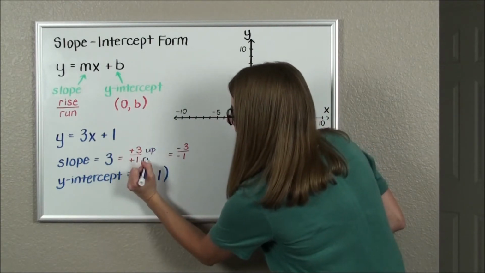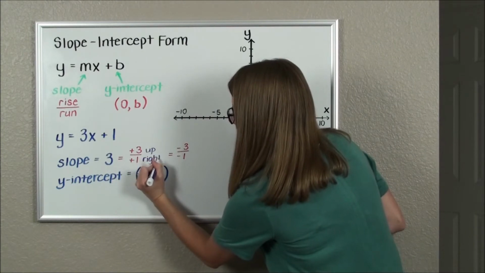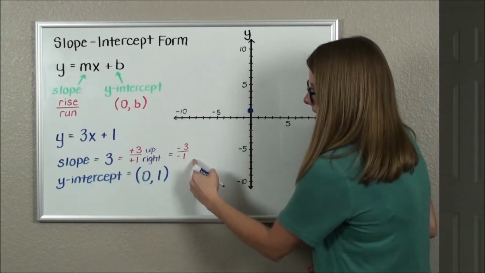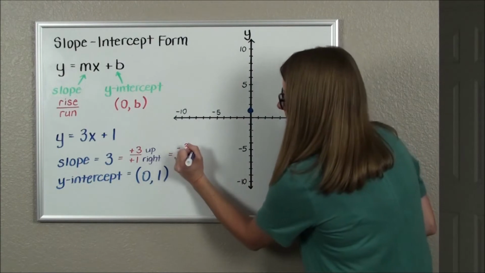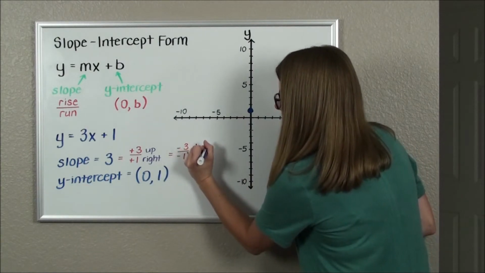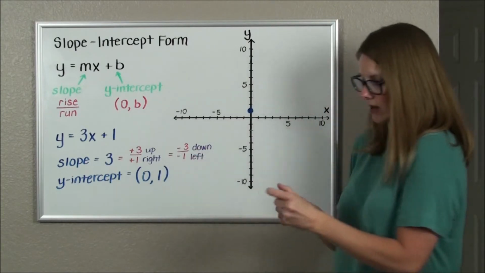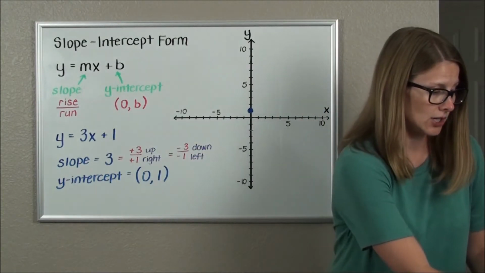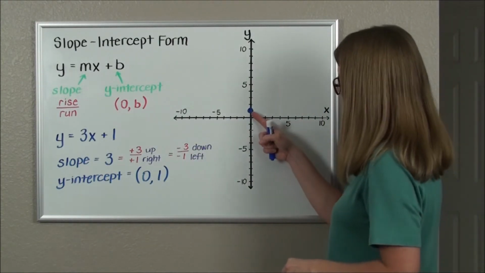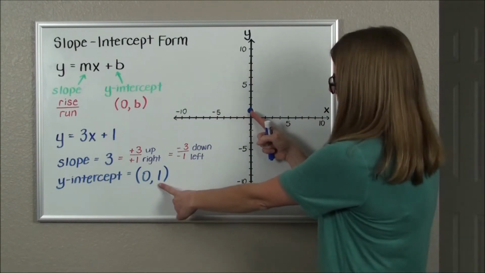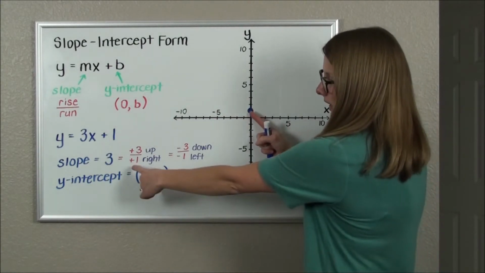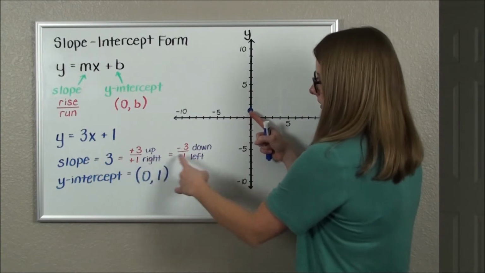I could go right, positive 1. Here, again, vertical on top, horizontal on bottom, I can go down for that negative 3, and I could go left for that negative 1. So let's see how those directions help us move from this initial point. I start at the y-intercept, and from there, I try these different ways to count to get additional points.